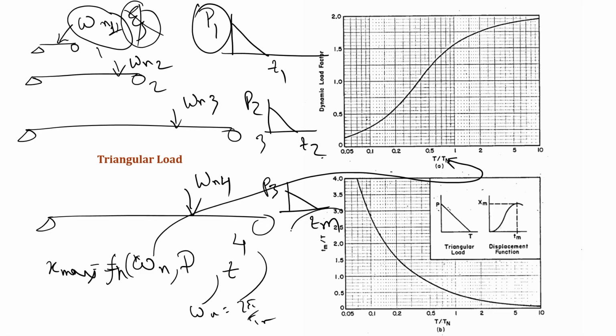And the duration of the loading is represented by T, and the dynamic load factor is nothing but u max divided by u naught. Okay. So, what we have done is that we have changed the system. We have changed the value of omega, the value of p, the value of t, and here we have varied the value of t divided by Tn, and this way we have varied the value of p, because u naught is nothing but p divided by k.